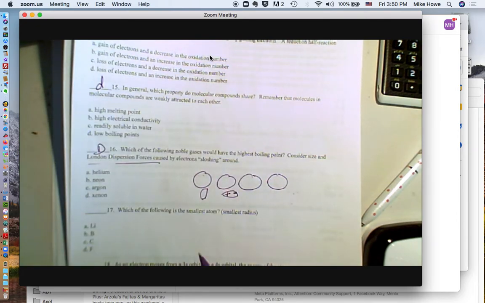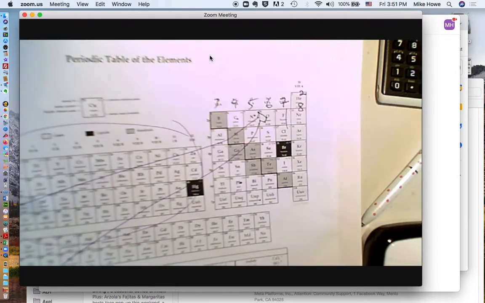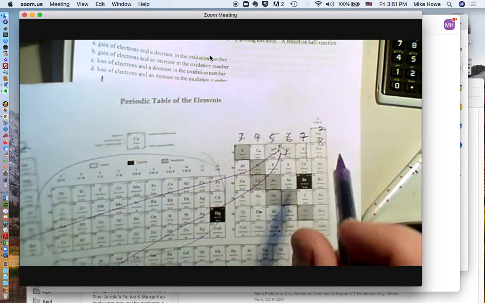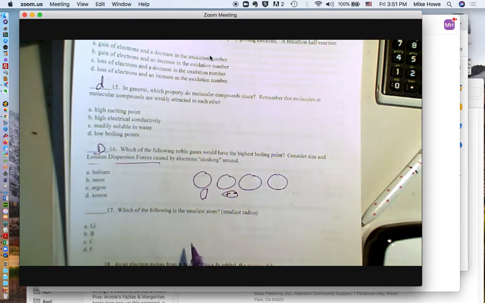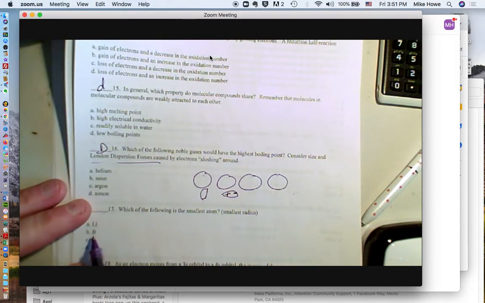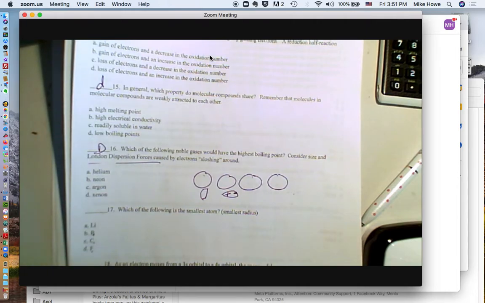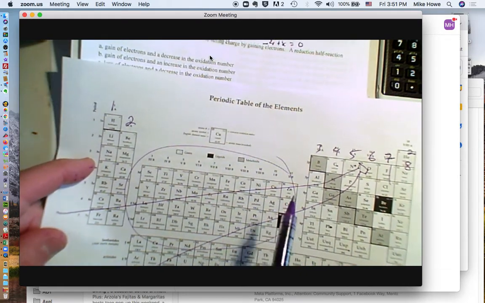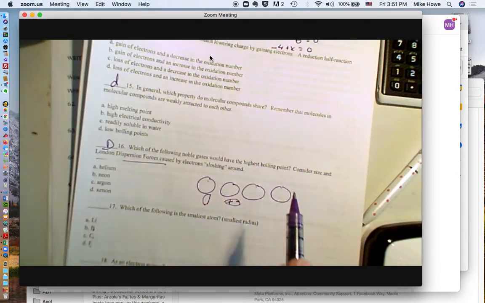All right, the smallest atom, remember we talked about this size thing a minute ago. As you go that way, things get smaller. So as you go to the right, they get smaller. As you go to the top, they get smaller. So lithium, boron, carbon, and fluorine are all in the same series. There you go, lithium, boron, carbon, fluorine, all in the same row. So the smallest one's going to be to the right. So the answer is fluorine.